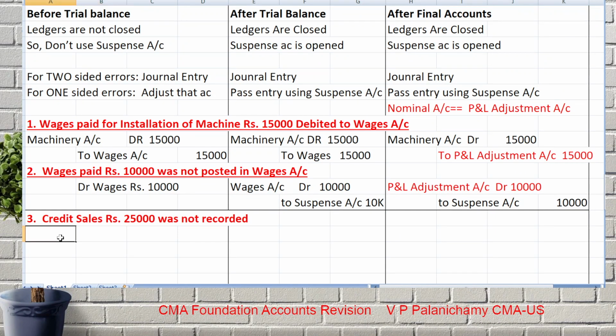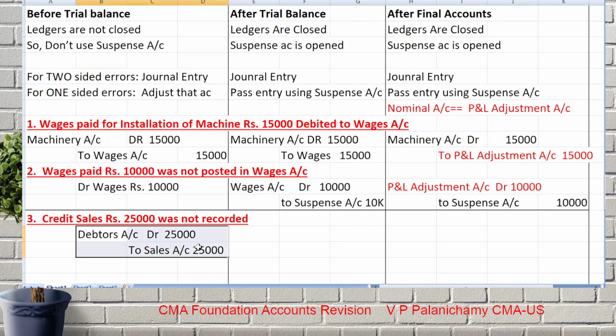What is the journal entry you will pass if it is before trial balance? Debtors account debtor to which account? Sales account. How much amount? 25,000. It's an error affecting two accounts or one account? Two accounts. What does record mean? It means it was not recorded at all, the journal was not recorded. It's an error of omission.